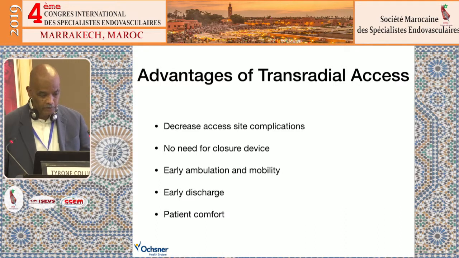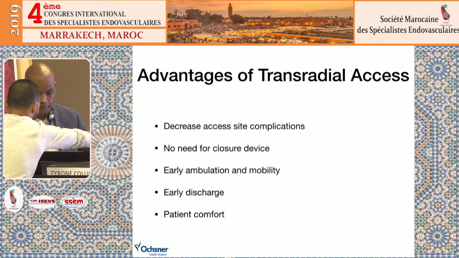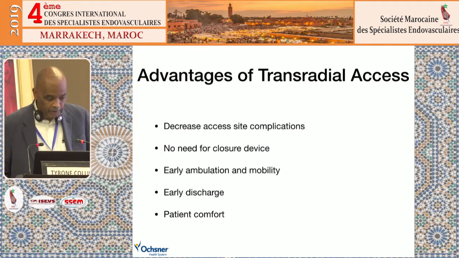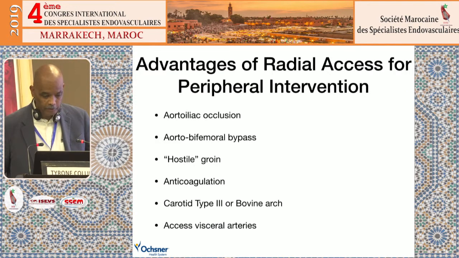There's no need to use a closure device, so that saves you cost of the procedure. When you use radial access, patients can ambulate early, so patients that have trouble or difficulty laying flat are able to get up. They can be discharged early, and some people believe that the patient comfort is better with radial access.